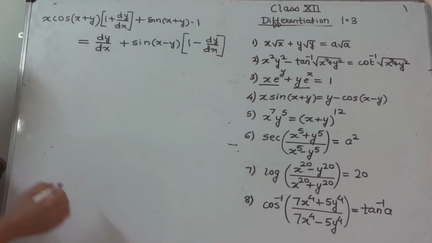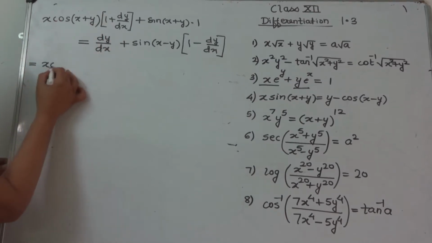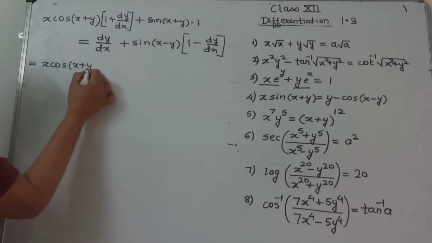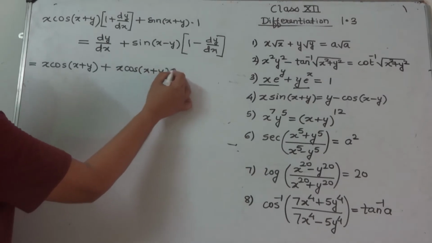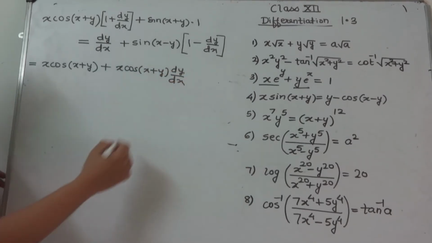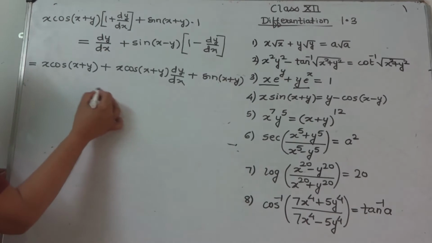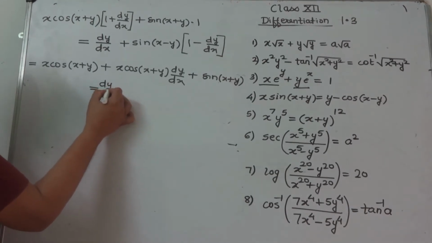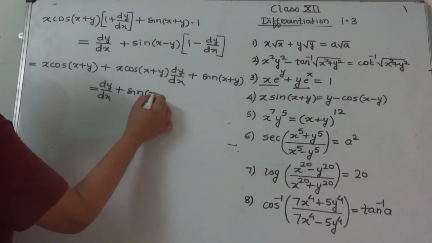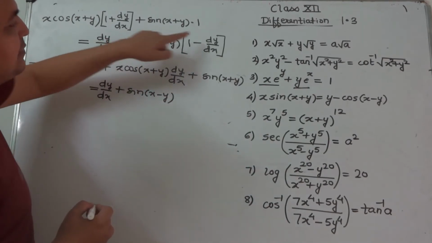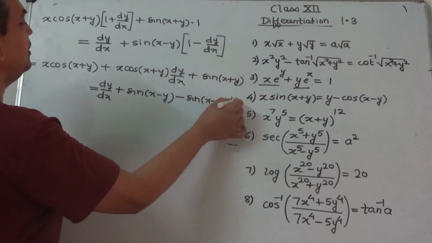We open the brackets wherever required and let us see: x cos of x plus y into 1, plus x cos of x plus y into dy by dx, plus sine of x plus y, this is the left hand side, is equal to dy by dx as it is, sine of x minus y into 1 is plus sine of x minus y, and sine of x minus y into minus dy by dx is minus sine of x minus y into dy by dx.